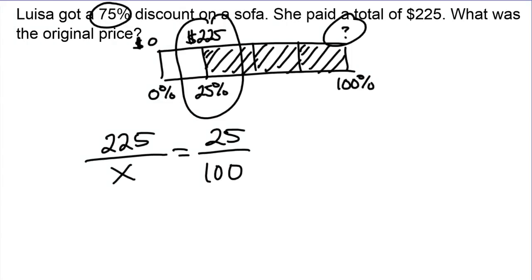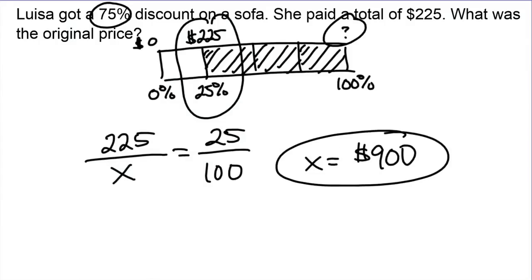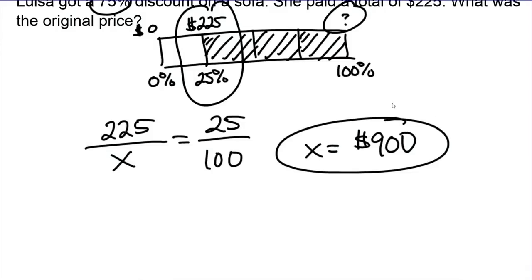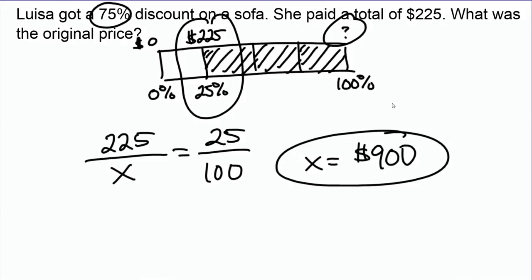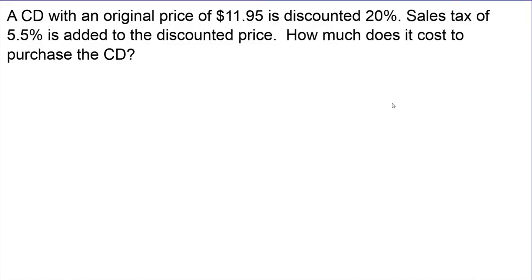So if I solve this proportion, you get X to be $900. Okay, and then if you're not sure, you can always double check that by finding 75% of 900 and then subtracting that off, and you'll get the $225 of the discounted price. So solving problems involving percent changes and discounts and markups can be quite difficult.